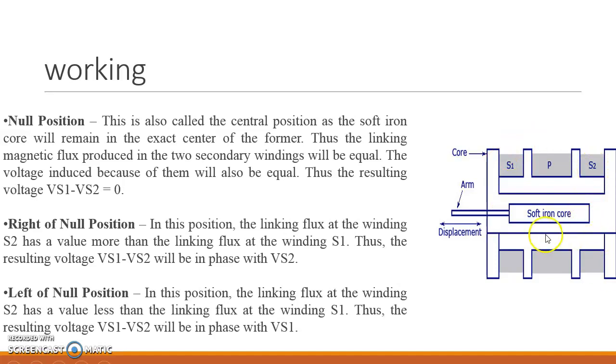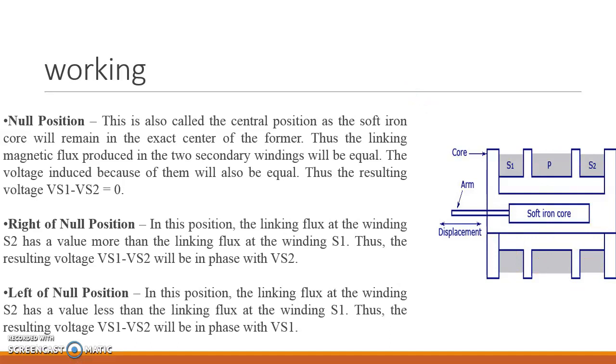and also the output voltage is in a positive nature. So next, if the soft iron core is moved to the right position, the flux linking to the secondary coil S2 is greater when compared to the secondary coil S1. Here the output voltage is in a negative nature, and also the output voltage is 180 degrees out of phase with the primary voltage.